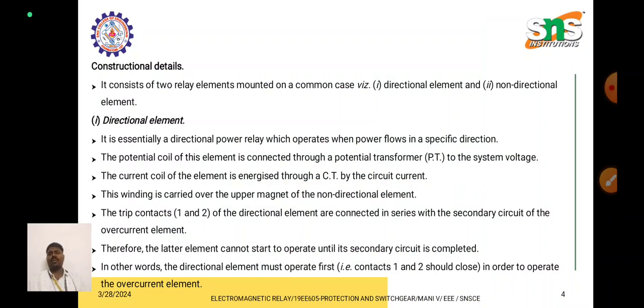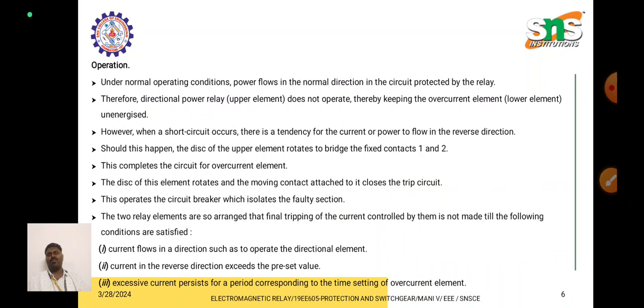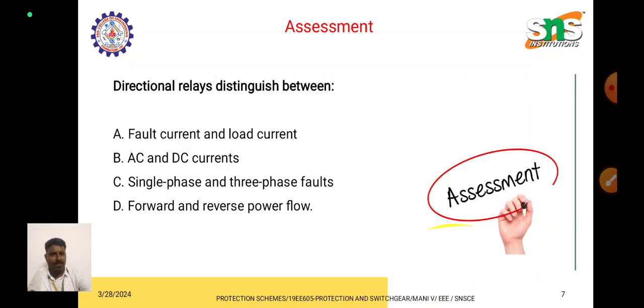So here it contains two parts: one is a directional element, another is a non-directional element. In the directional element, the upper electromagnet is connected with the voltage, and in the non-directional element, the upper electromagnet is connected with the current. So that is the difference. The directional element operates only when the fault is in the specified direction. But for the non-directional relay, a fault current in any direction makes the relay operate.